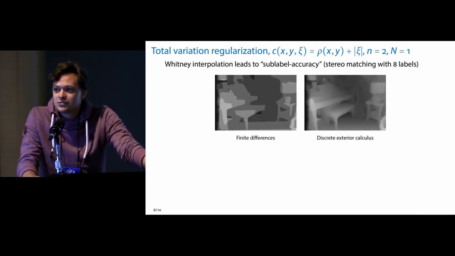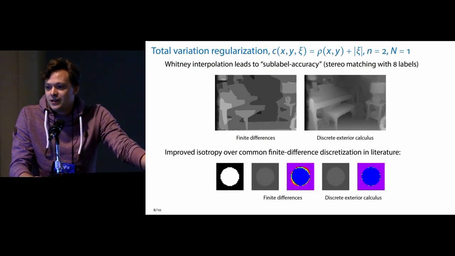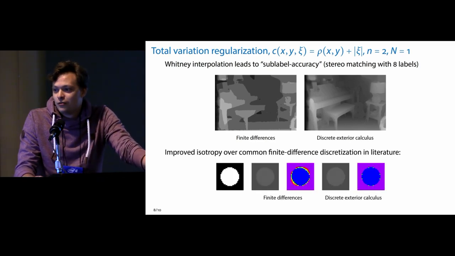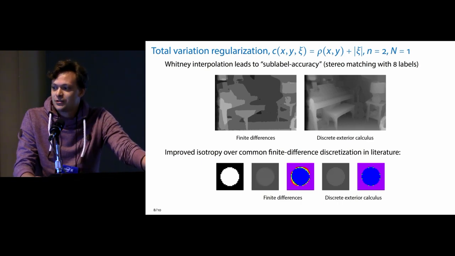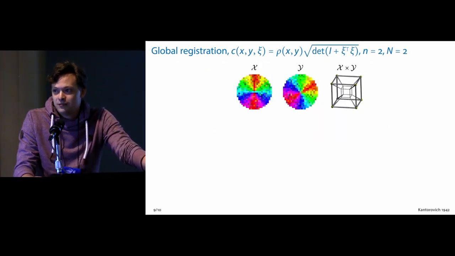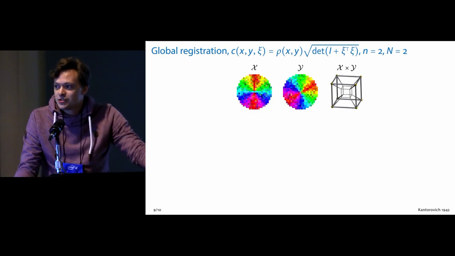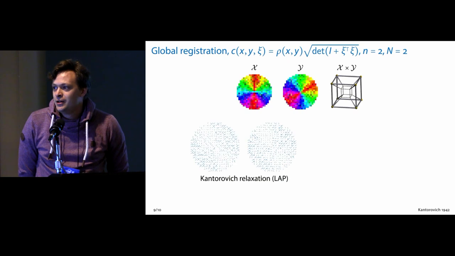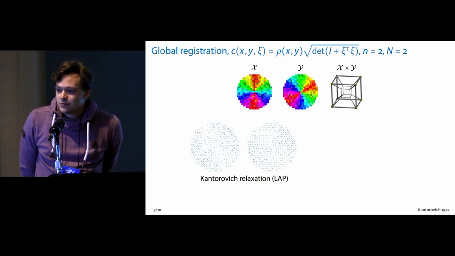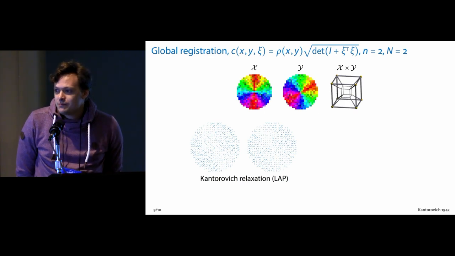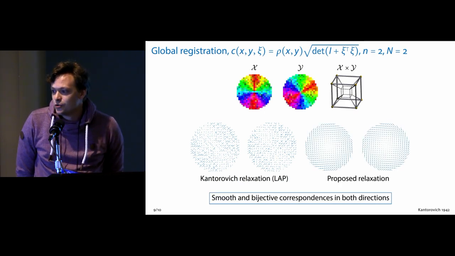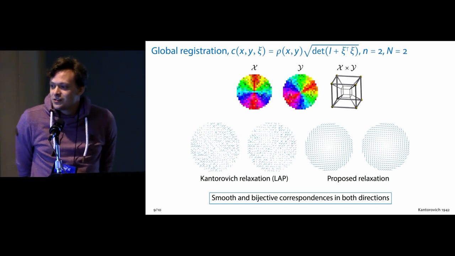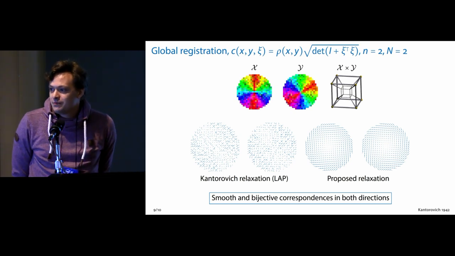The method also generalizes recent sublabel-accurate labeling approaches and yields improved isotropy over common finite difference discretizations used in the literature. As a final example of dimension and codimension larger than two, we consider the shape registration problem between two shapes with boundary. The product space is discretized into four-dimensional hypercubes. Solving an optimal transport problem yields a bijective map between the two shapes, but it is not spatially smooth. With the proposed relaxation, we can get a smooth and bijective map between the two shapes.